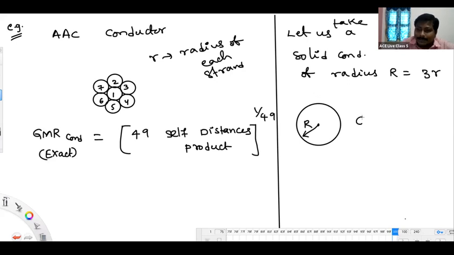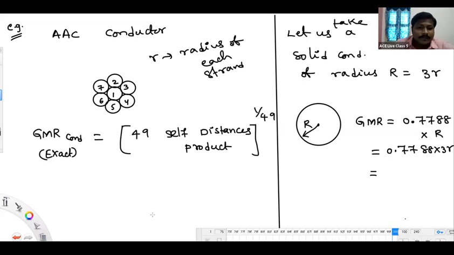Now, what is the GMR of this conductor? 0.7788 into the capital, which means you get 0.7788 into 3R. How much is that? It is 3R only, kindly check. 3D, three times the diameter. Already we discussed this long back in AAC conductors or ACSR.